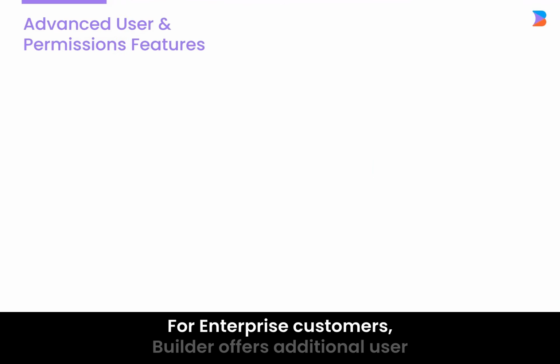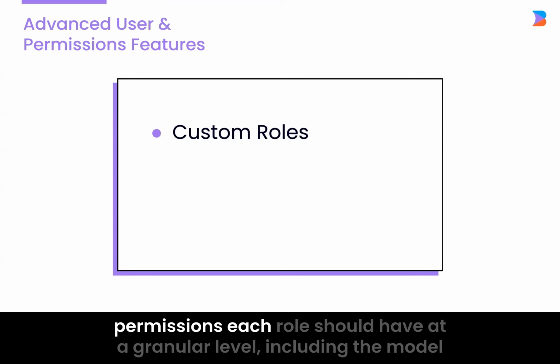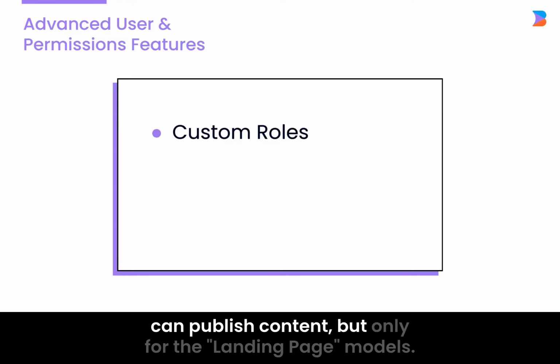For enterprise customers, Builder offers additional user management capabilities, which can be added to your contract. Custom roles allow you to create role definitions tailored to your specific workflow needs. Rather than using only the predefined roles, you can specify exactly which permissions each role should have at a granular level, including the model types or locales that user has access to. For example, you might create a marketing manager role that can publish content, but only for the landing page models.